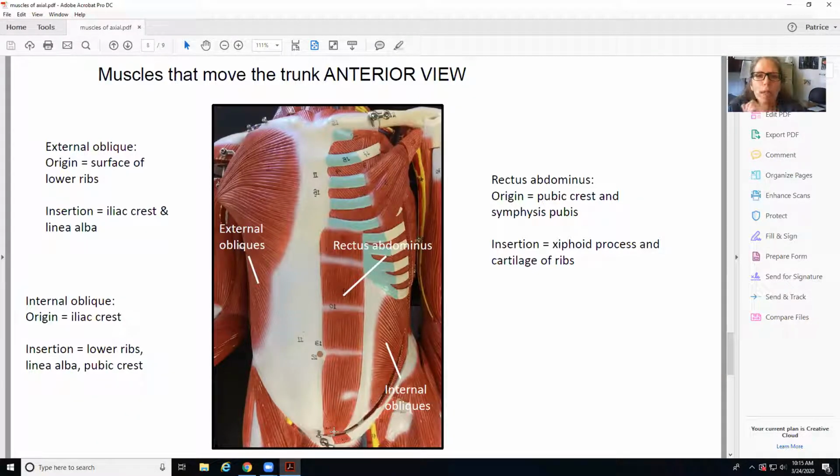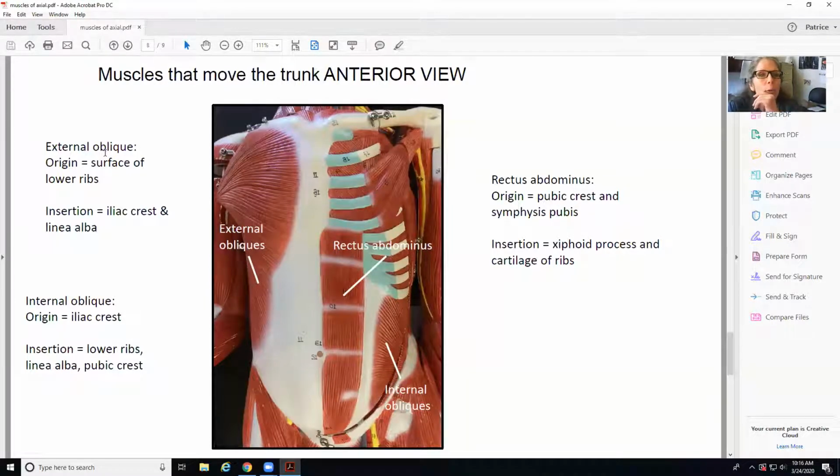So this one has one exceptional action besides compression of the abdominal cavity. This one allows you to flex the vertebral column. This is your sit-up muscle, right? So again, insertion comes towards origin, and when that happens, you bend forward, all right?